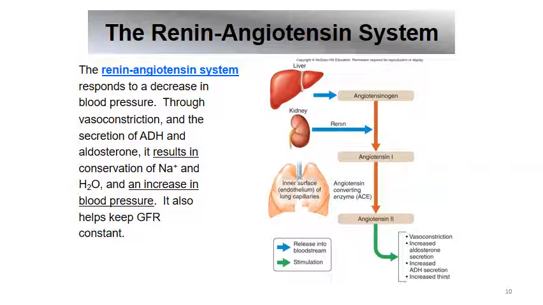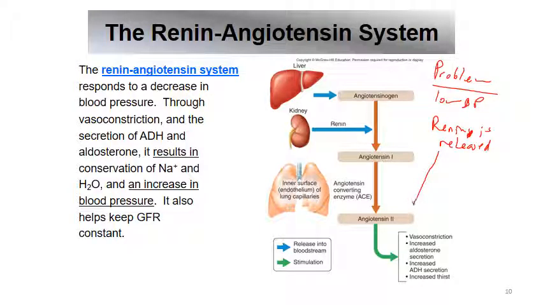Here, this responds to a decrease in blood pressure, meaning that the problem, the stimulus, is low blood pressure. So this could be as a result of dehydration or loss of blood. Okay, so if this is the case, then renin is released. It's getting released by those juxtaglomerular cells, or the granular cells. Renin then activates angiotensin first, which then gets activated into angiotensin 2. You don't need to know these two details, just know that renin is activating angiotensin 2.